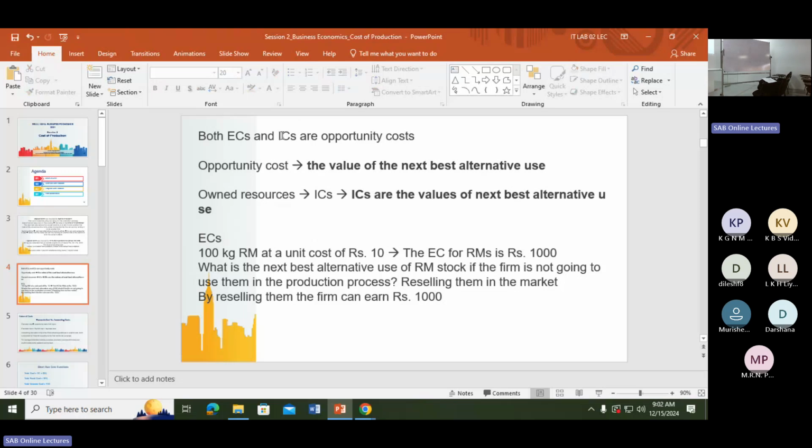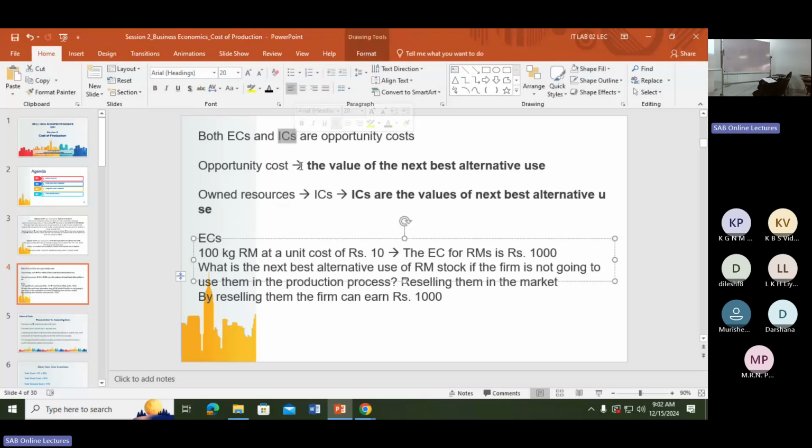By nature, implicit costs are opportunity costs. We don't want to worry about it because the definition of opportunity cost and the definition of implicit cost are the same. But we have to be careful about explicit costs. Explicit costs, inherently, are not opportunity costs.